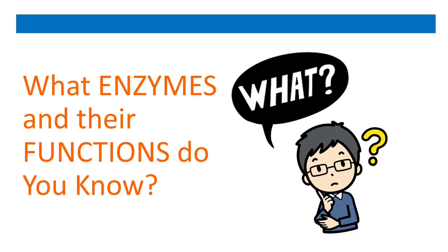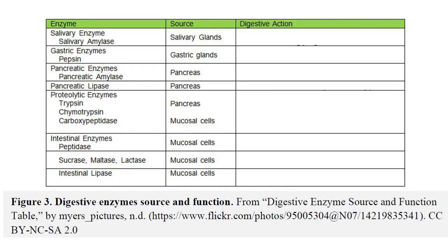Okay, here's another question. What enzymes and their functions do you know? So this is answering objective number 2, wherein we should be able to remember the names and the functions of enzymes that occur in our body. So let's look at this one. When we talk about salivary amylase, it can be found in the salivary glands. The function of salivary amylase would be to begin carbohydrate digestion by breaking down starch and glycogen to disaccharides. So that will be starting in the mouth.